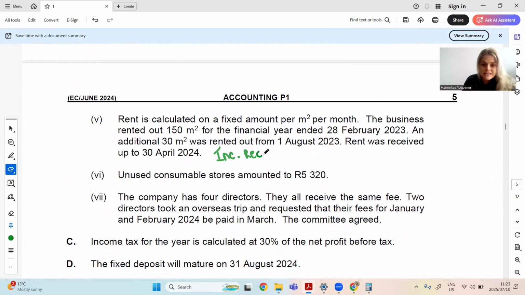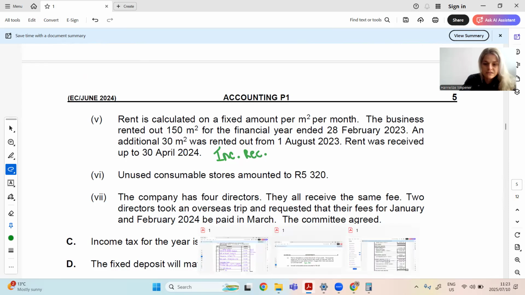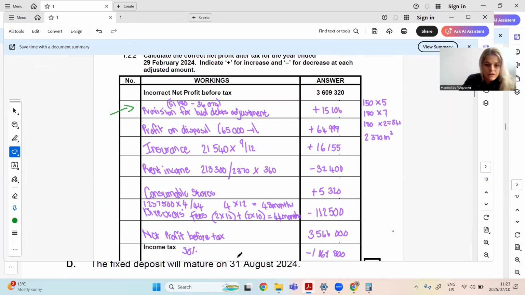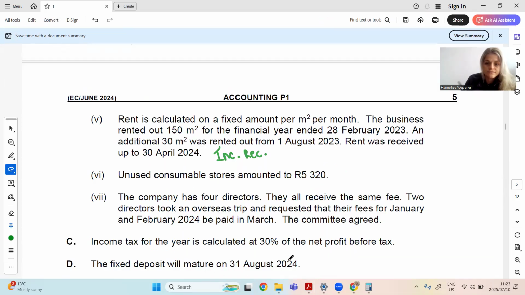So yes, indeed, this is also an SFP. See, now I'm going there anyways. So rent income, we calculated that as 32,400. There we go. So 32,400. No new calculation required there. Unused consumable stores. So that is removed from consumable stores and reclassified as inventories under current assets in the SFP.